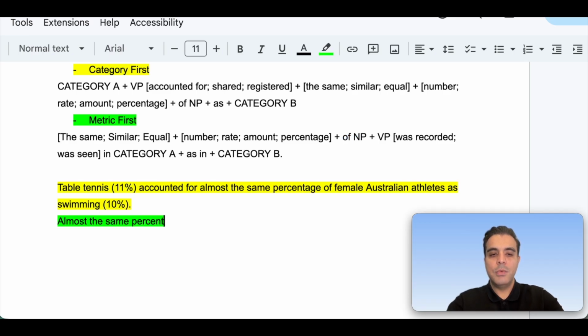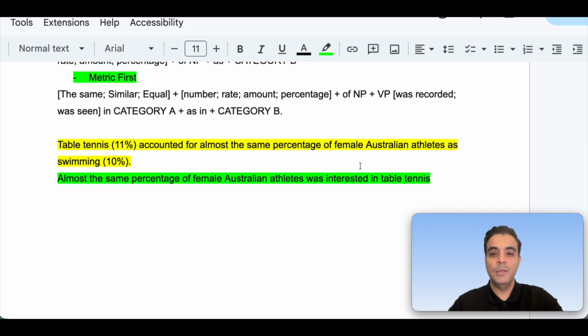So the same percentage of female Australian athletes, right? Now what do we need? We need this kind of verb, right? So the same percentage, almost the same percentage of female Australian athletes was interested in, now, category A. What is category A? It's table tennis. We're interested in table tennis. Then what comes in? We use "as in," or just "as" simply. Category B is swimming.